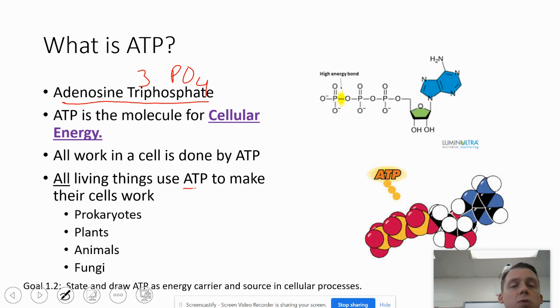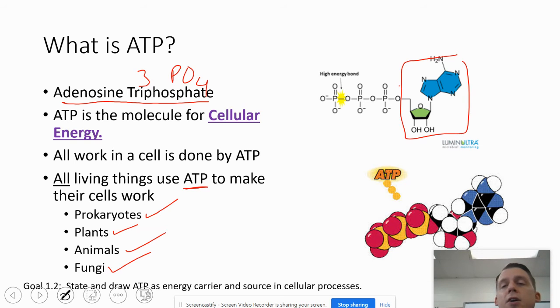All living things use ATP to make their cells work. Bacteria do it, prokaryotes do it, plants have to use ATP, animals have to use ATP, fungi have to use ATP, everything uses ATP. And we see a picture of ATP on the right. So here is the adenosine part, and then here is the triphosphate, 3 phosphates connected.